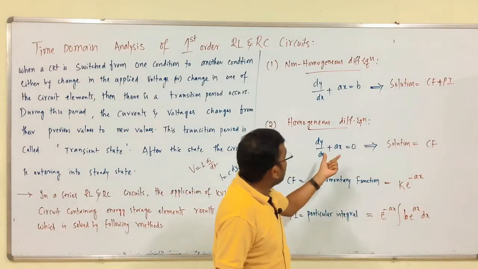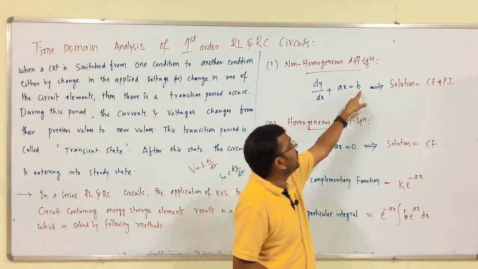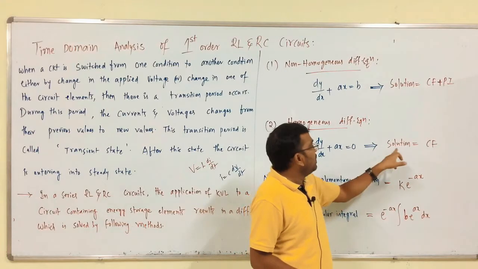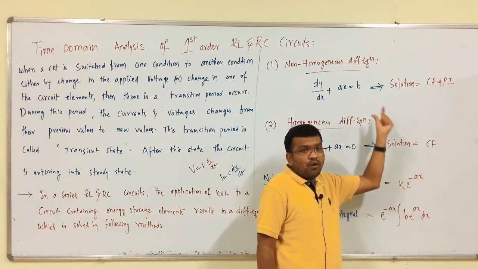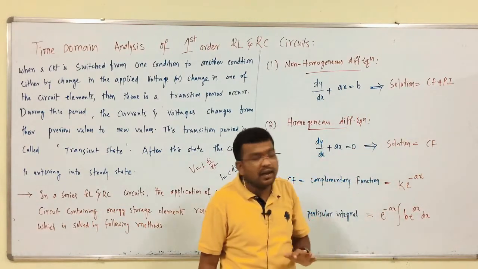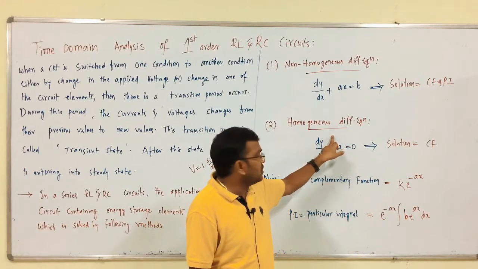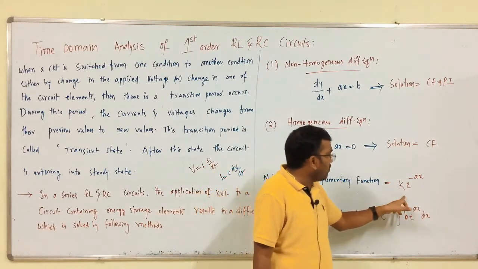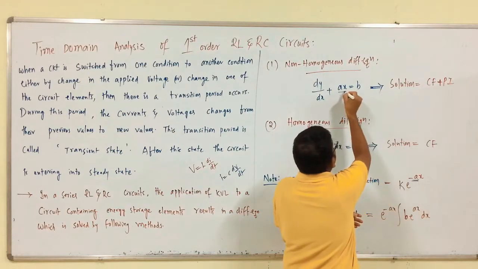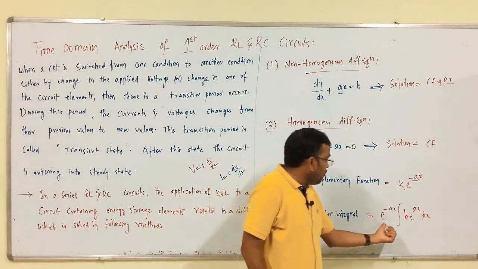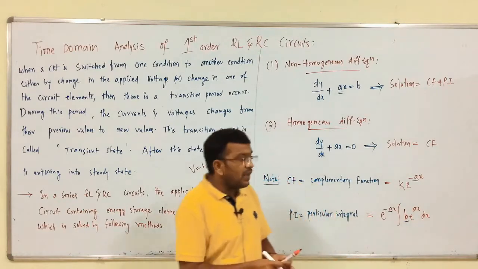If the equation is in the homogeneous form, that is dy by dx plus ax equals 0, we are not going to get any constant b. If it equals 0, then the solution needs only the calculation of the complementary function. If it is a non-homogeneous equation, the solution is the complementary function plus the particular integral. Here CF is the complementary function, which is in the form of some constant into e power minus ax, where a is the coefficient here. Like this, the particular integral is e power minus ax times the integral of b into e power ax dx. Like this we have to get the solution.